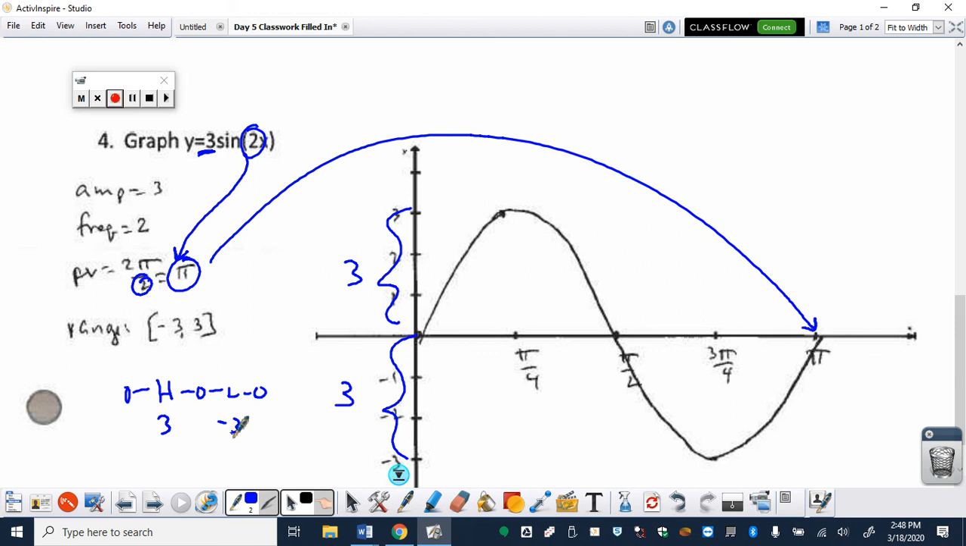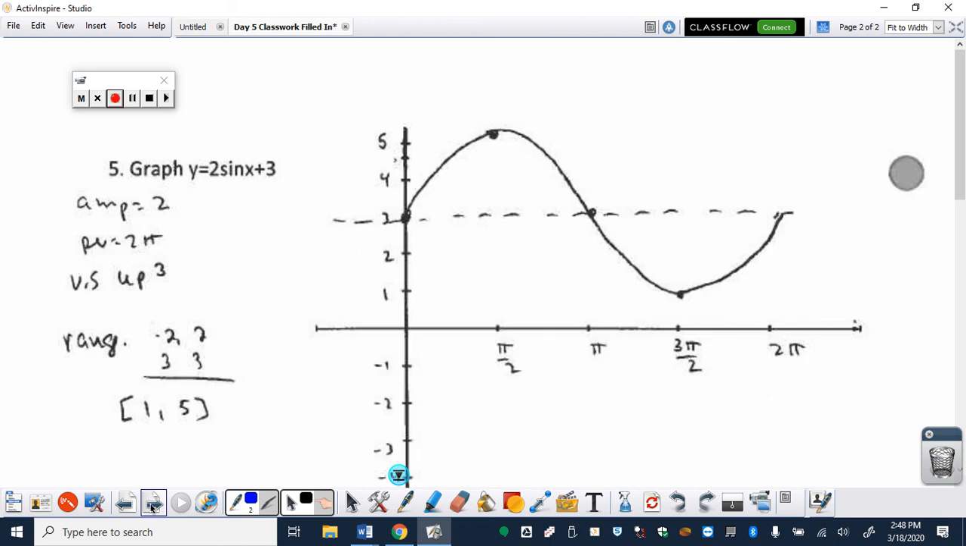On the back, we have a shift of up 3. So that means we have a midline at y is equal to 3. That is our new midline, our new x-axis. The amplitude is 2, so we're 2 units above the midline and 2 units below the midline. And there is no change in frequency. The frequency is 1. You see the invisible 1 right there. So period will be 2 pi.